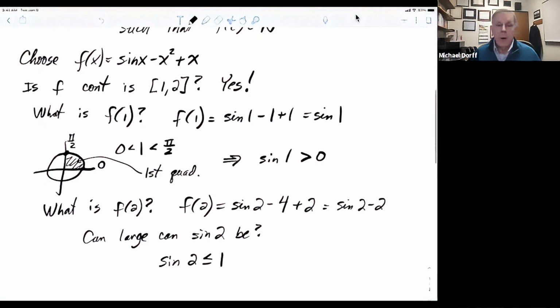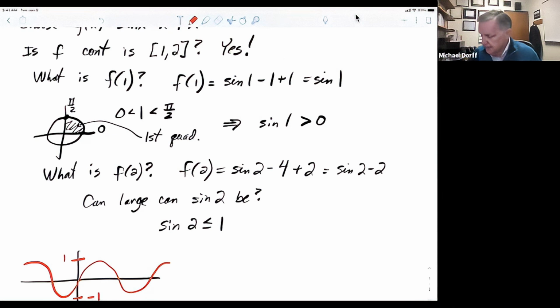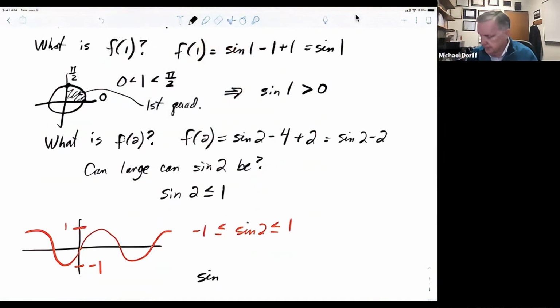Why is that? Remember, the sine function looks like this. It's a wave. And what's the highest that wave goes up to? It's 1. And the lowest it goes is -1. So the sine of 2, no matter what it is, is always going to be between -1 and 1. Well, if the sine of 2 can't be larger than 1, and I'm going to subtract 2 from it, what is the sine of 2 minus 2? Well, the sine of 2 minus 2 then has to be negative.